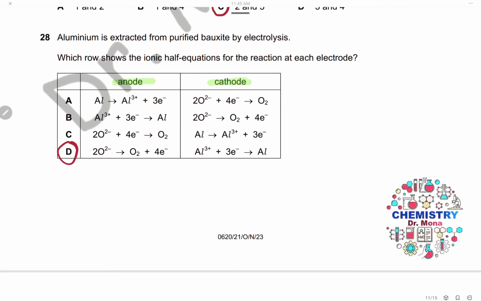Question 28. Aluminium is extracted from purified bauxite by electrolysis. Which row shows the ionic half equation for the reaction at each electrode? In electrolysis of aluminium oxide, we have aluminium ions, Al3+, and oxide ions, O2-. The aluminium ion will be attracted to the cathode to gain 3 electrons to form aluminium metal, and the oxide ion will be attracted to the anode, losing 4 electrons to form oxygen gas. The answer is D.